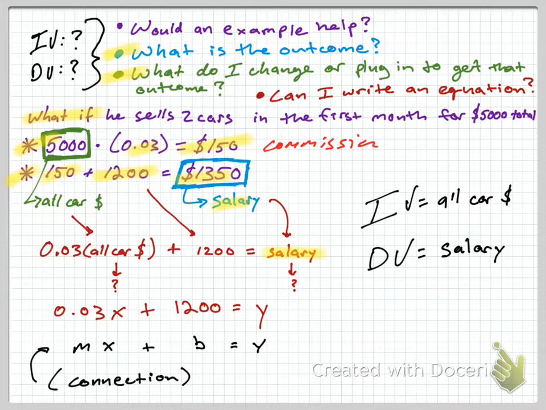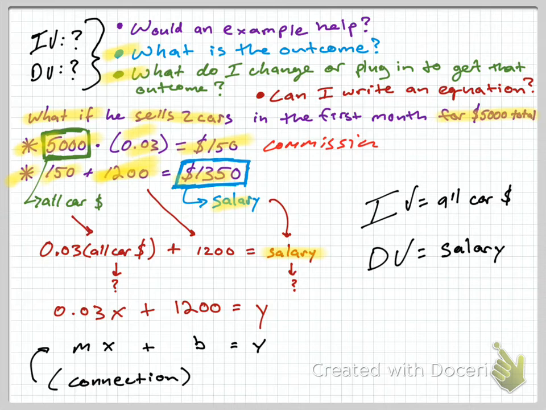What did I do? What did I change or plug in to get that outcome? Well, this 0.3 I had from the problem, right? This 1,200 I had from the problem as well. What I plugged in was this made-up number of 5,000. And that's what I came up with when I just made up 2 cars for 5,000 total.